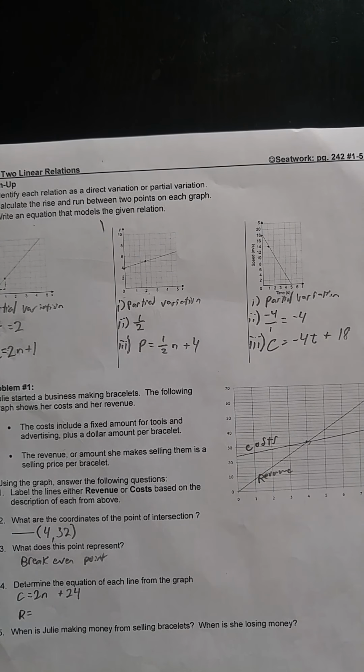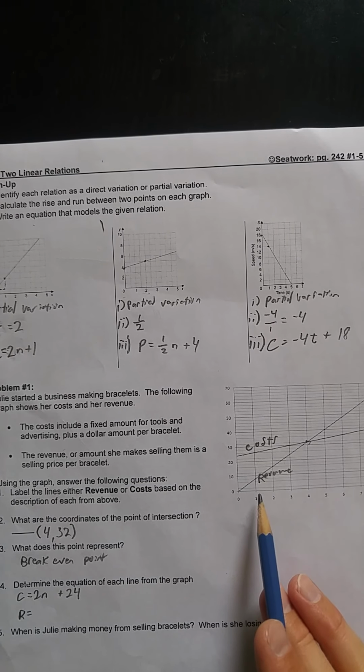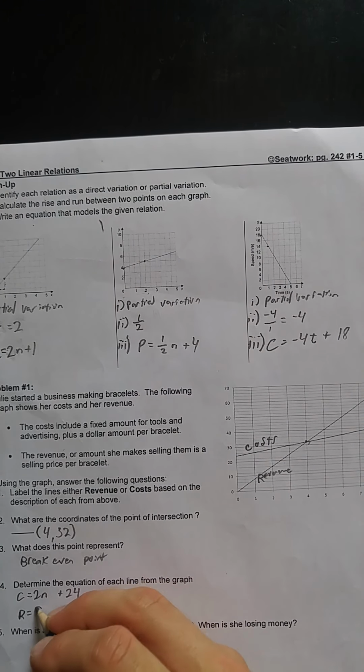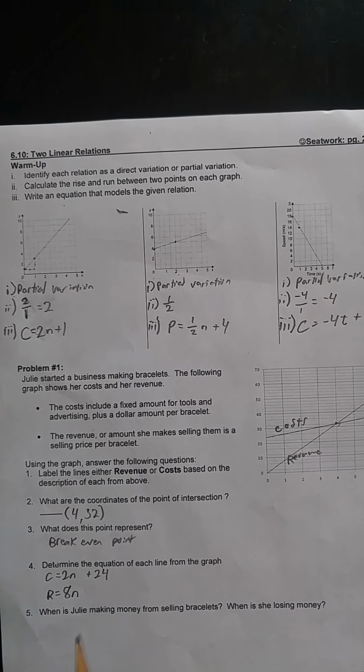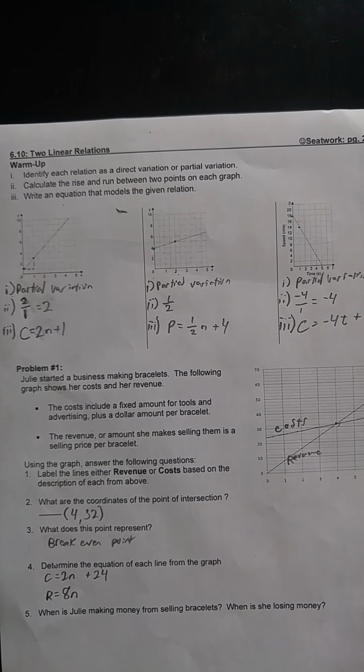And then for the revenue, it doesn't have an initial cost, so it's just going to be every time it goes across 1, it goes up 8. Okay, so depending on however many she sells, you times it by 8. So if she sold 1, you times by 8. She sells 6, you times by 8. 8 times 6.